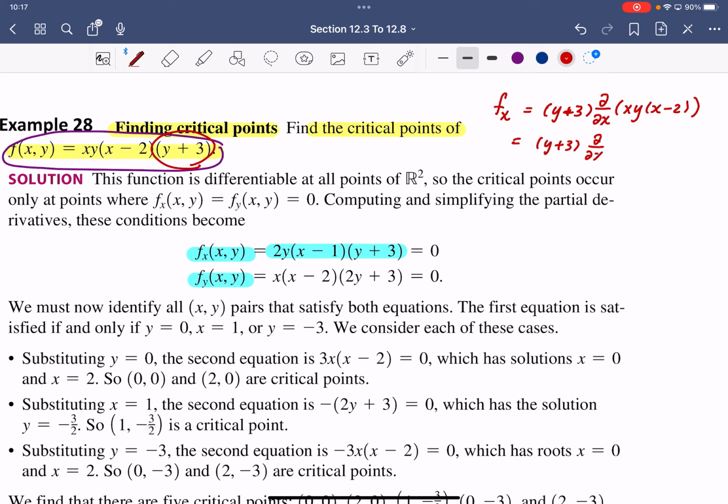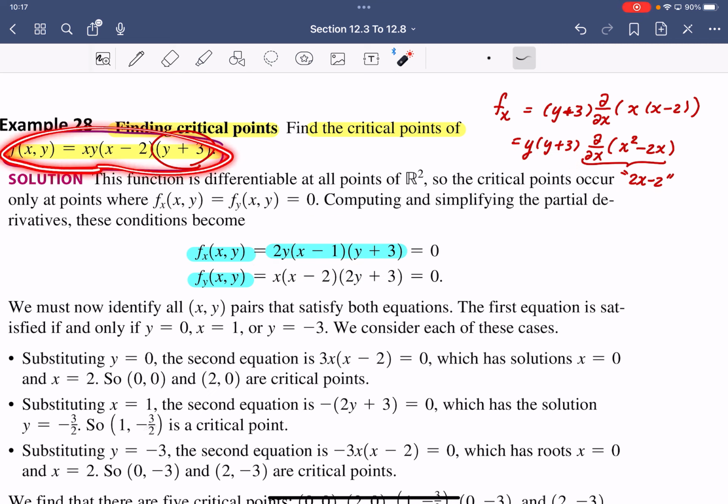The best way to do it is to multiply first. Do not use the product rule because it's going to be a little bit confusing. Actually, you can pull out y here. Then you're going to have x squared minus 2x, which you differentiate. So you get 2x minus 2 here, and then that means you have y times (y + 3) times (2x - 2), which is this one. And then you do the same thing with this function: take the derivative with respect to y, and then you get this.